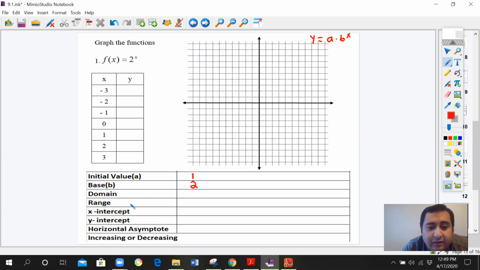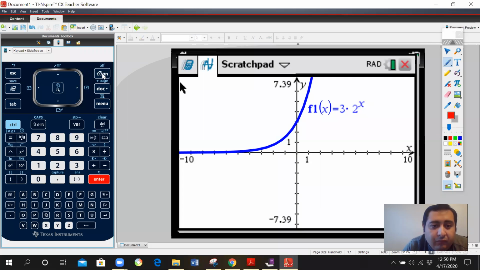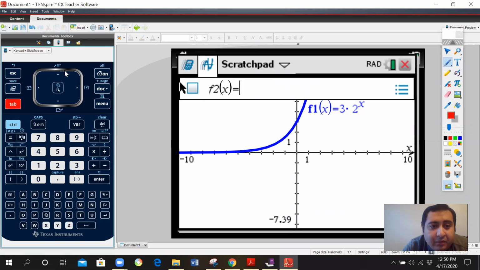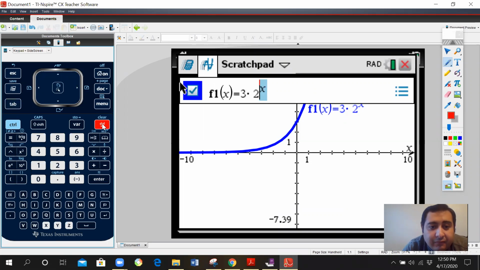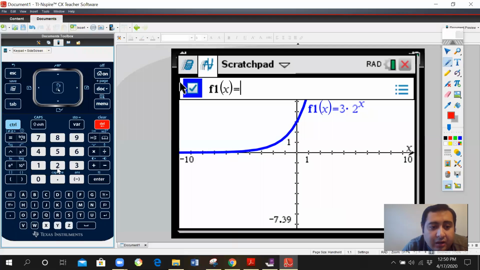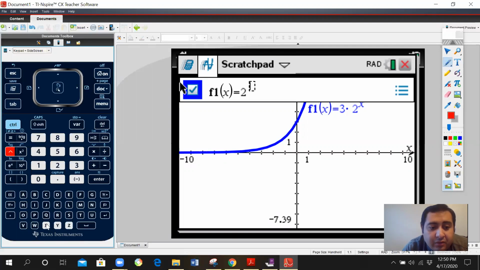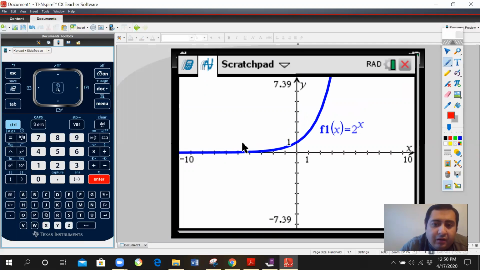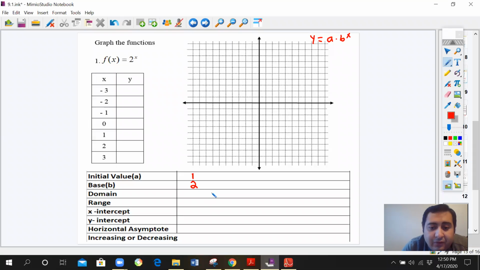Our domain and range. All right. Domain, let's look at this on the calculator. Let's go ahead and press tab up and let's edit this. Our equation is just 2 to the power x, enter. All right, it seems like the same one from the previous example. So we know that our domain is going from negative infinity x values all the way to positive infinity. So therefore your domain here is going to be all real numbers.